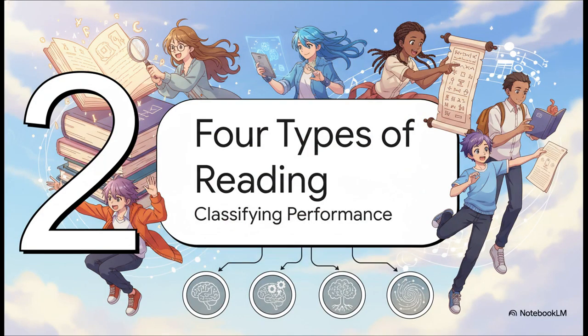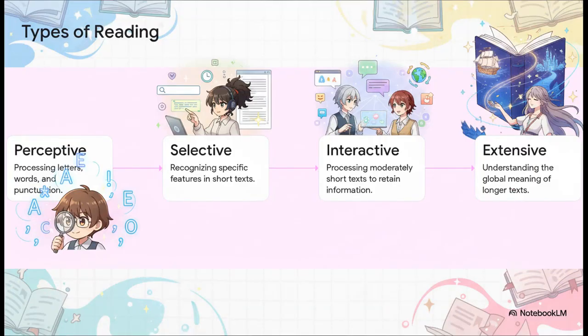Okay, so with those skills in mind, we can actually classify the act of reading into 4 different types. And this is where it gets really interesting, because it's a progression. You start with perceptive reading, which is just seeing the letters and words. Then you move up to selective reading, where you're hunting for specific info. After that, it's interactive reading, where you're understanding short texts. And it all leads up to extensive reading, where you're grasping the entire meaning of really long texts. Each step builds on the last one.